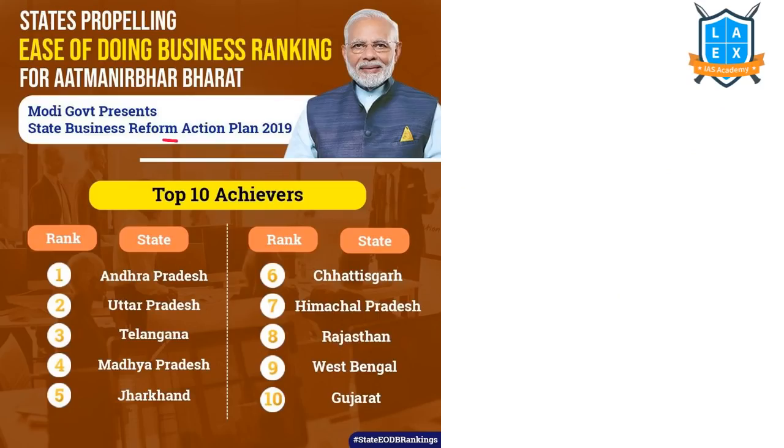So we said business reform action plan, right? So these are 10 achievers under business reform action plan. AP topped in the list. UP and Telangana are in the second and third position. So this is about India's important indicators. We have discussed 15 important international indicators and reports and 9 important indices and reports of India. So total 19 we have discussed.